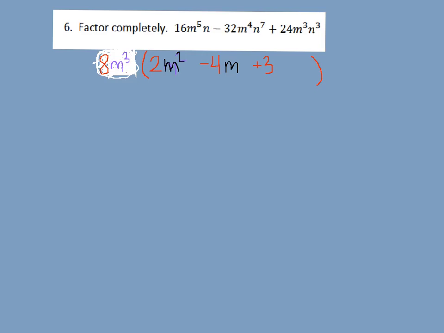Now I look at my n. N to the 1, N to the 7, N to the 3. So my smallest exponent is just the 1, so I can only take out one n. And what I'm left with, if I had 1 and I took away 1, I don't have any left, so I don't put anything there. In my middle term, if I had 7 and I took away 1, I have 6 left. In my last term, if I had 3 and I took away 1, I have 2 left. So this is your answer.